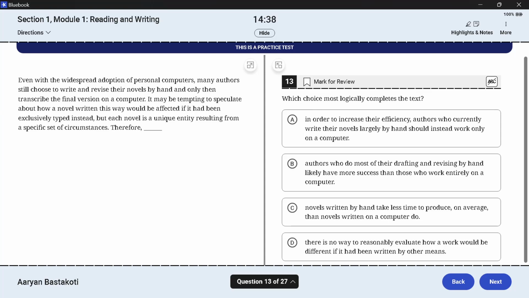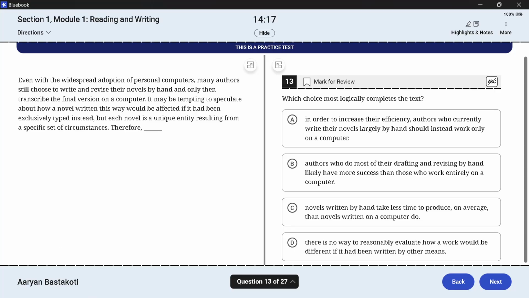Okay, even with the widespread adoption of personal computers, many authors still choose to write and revise their novels by hand and only then transcribe the final version on a computer. It may be tempting to speculate about how a novel written this way would be affected if it had been written exclusively typed instead. But each novel is a unique entity resulting from a specific set of circumstances.